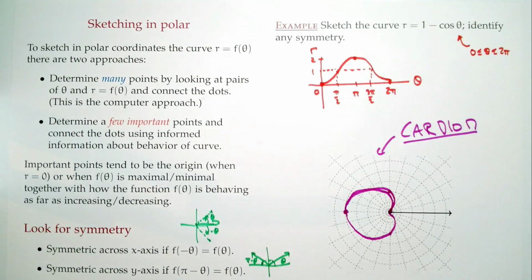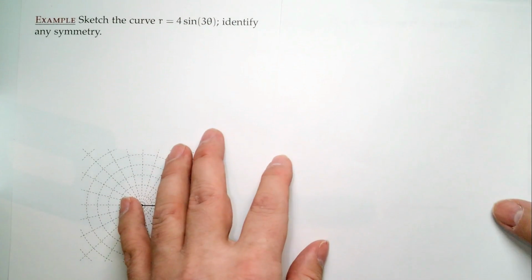Let's try a couple more, and we'll get pretty good at this. So, next one. Sketch the curve r equals 4 sine of 3 theta, and identify any symmetry. Okay, so let's walk through our process. How often will we repeat? What's our interval?